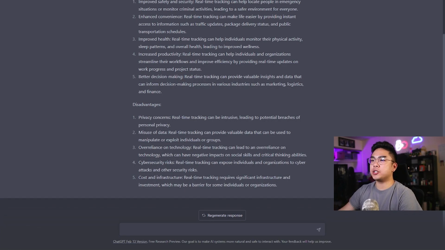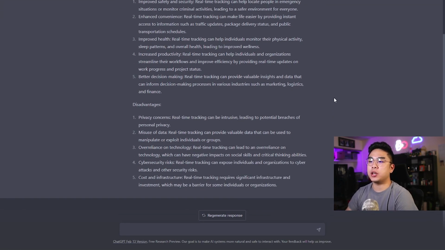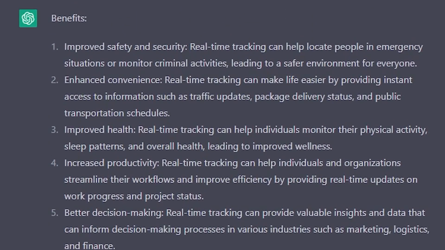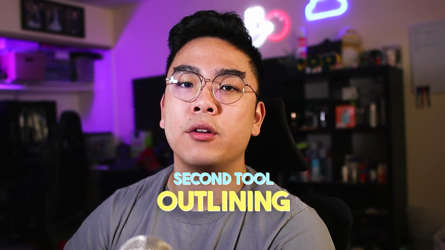Alright, so here you go. As you can see, ChatGPT has finally finished generating everything. And they're actually giving us 5 benefits and 5 disadvantages, which is actually plenty for a 5-paragraph essay. So you can see here that a benefit is obviously improved safety and security, enhanced convenience, like you can actually find out where your package is going, which are all good talking points here in terms of benefits and disadvantages as well. And you could easily pick a couple of these points that you can implement in the outline of your essay. Which brings me up to number 2, using ChatGPT to actually outline your essay.